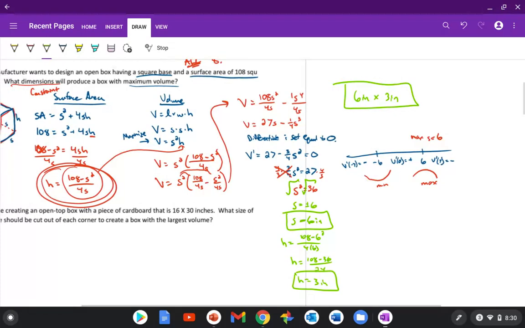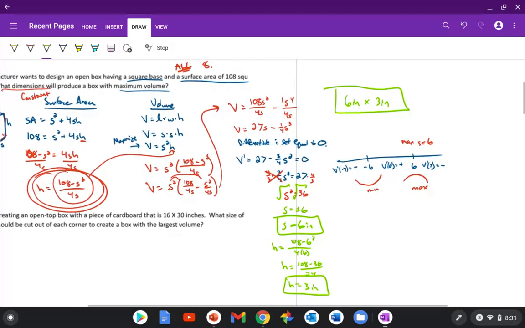Now, if we also wanted to find what that maximum volume was, that would be pretty easy as well. So the max volume would then be, just plug it in here, s squared times h. So it would just be 6 squared times 3. So 36 times 3, which gives you 108. So 108 inches cubed. That's how much material we could hold inside this box.